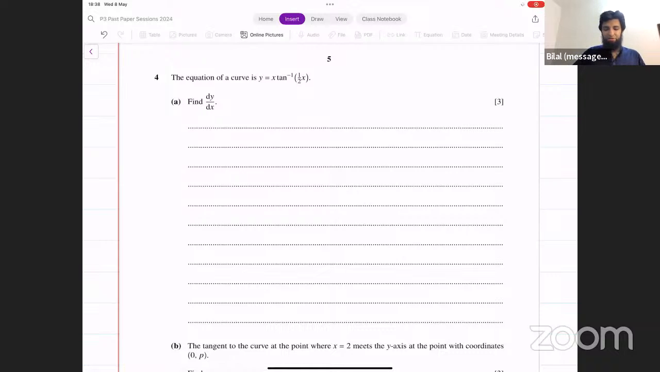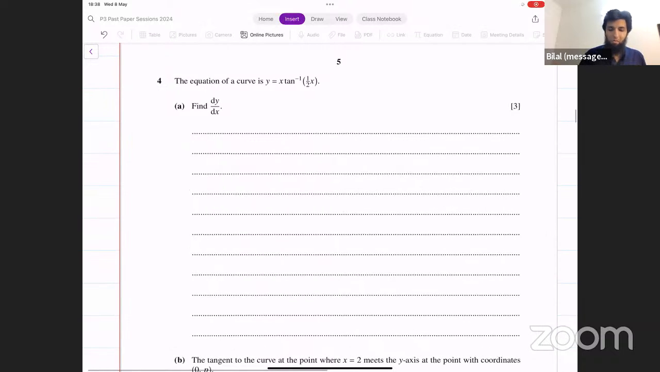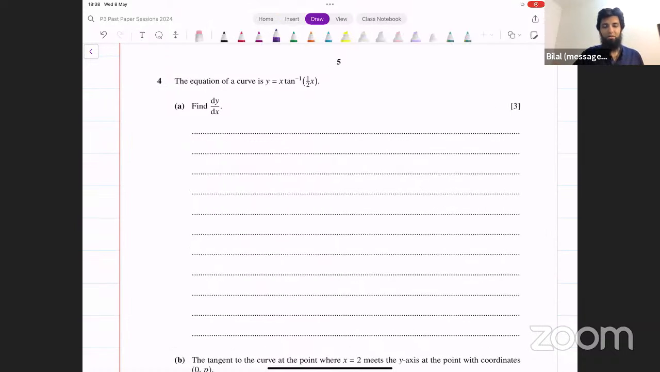Find dy by dx first of all. Now it's a product, so remember you have to differentiate it using the product rule. What's dy by dx going to be? You can say this is u and this is v. The derivative is given by uv' plus vu'. dy over dx. U as it is, that means x as it is.